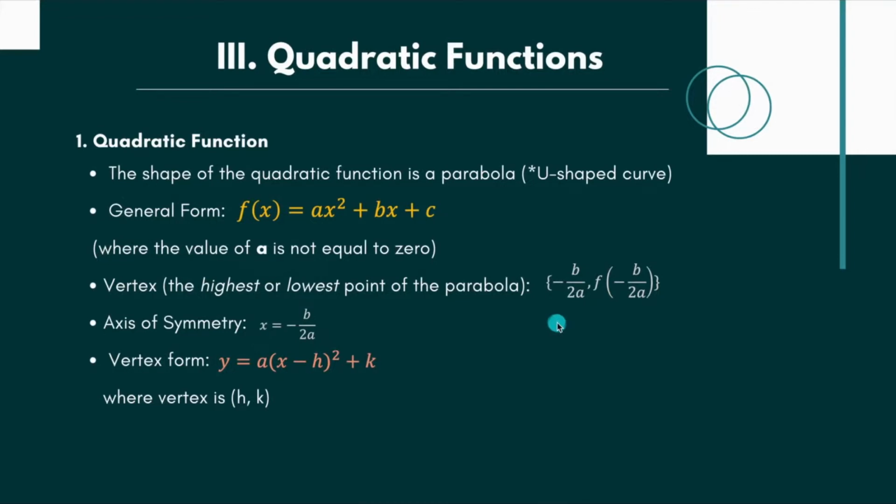Going back, the reason why the x-coordinate of the vertex is negative b over 2a is because when we express f of x equals ax squared plus bx plus c in vertex form, the h is equal to negative b over 2a. Try this yourself to see if you get the same answer.